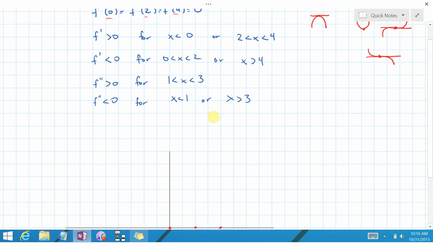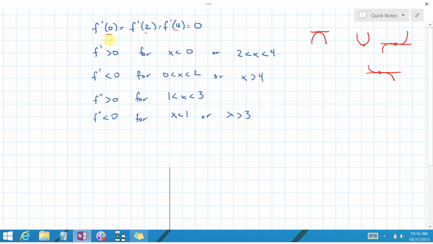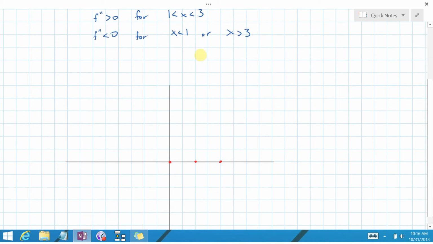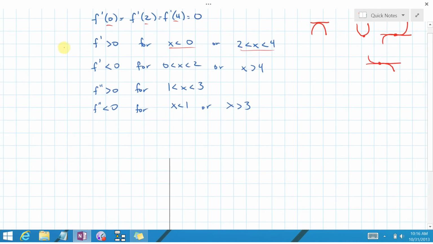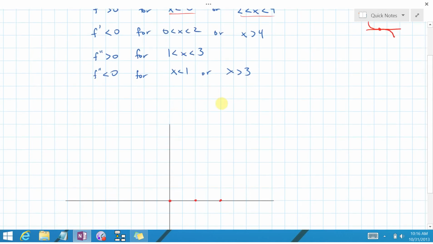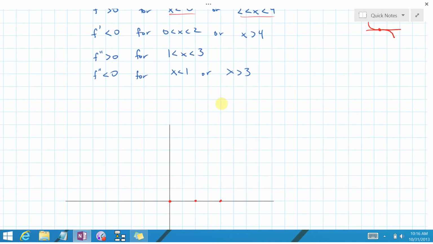Now we also know that the derivative is positive for negative values of x, when x is less than 0, and whenever x is between 2 and 4. We've already marked off 0, 2, and 4 as interesting points where there's a shift, so I'll leave those like that for a moment. And I know that f prime is less than 0 when x is between 0 and 2 and when x is bigger than 4. Again, 0, 2, and 4 seem to be the places where shifts happen, so I've already marked those off.